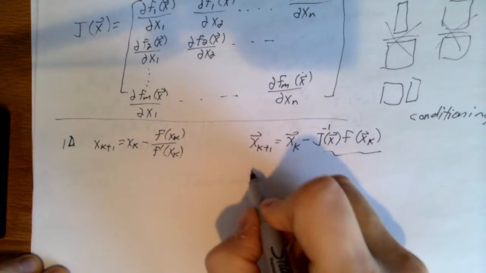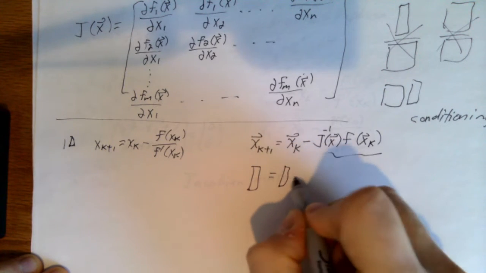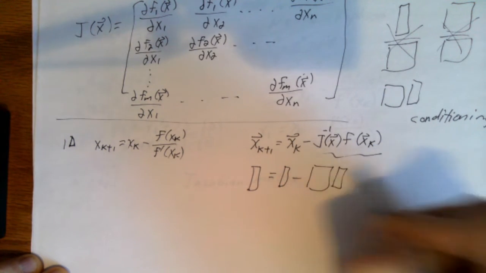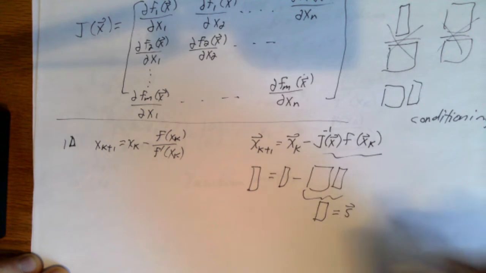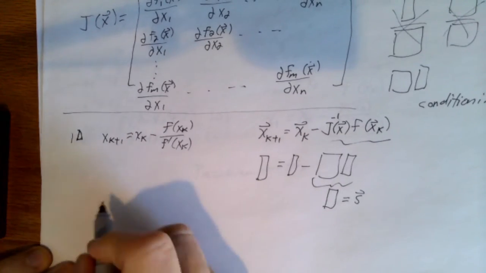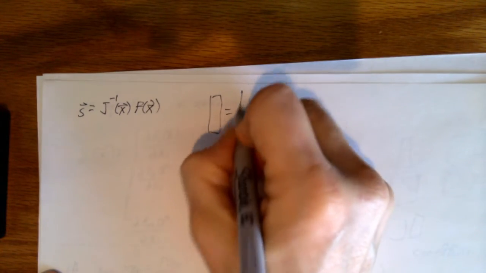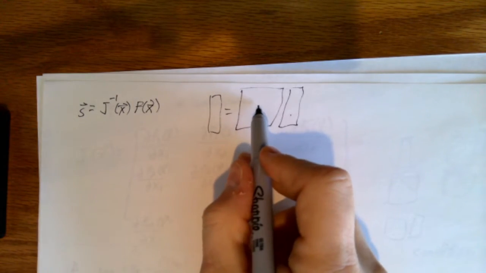So what do we have mathematically? Well, this is a column vector. This is a column vector minus a square matrix times a column vector. And this right here will be a column vector, which we'll call S. Okay? So what we have here is that if we think of S as being the inverse of the Jacobian times f of x. Okay, so it's a shape here. Column vector, and this is a square matrix.